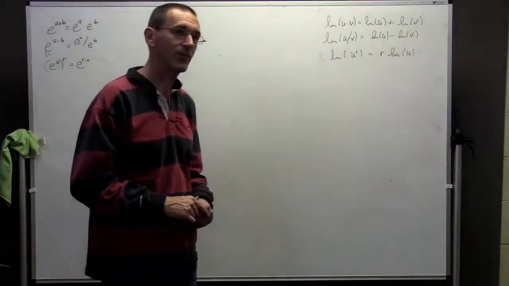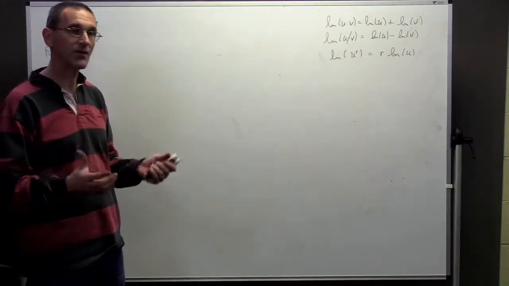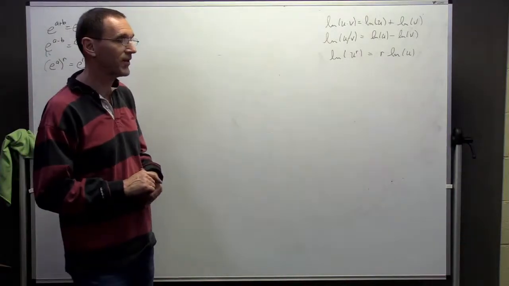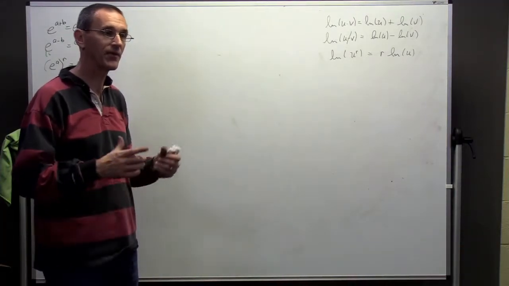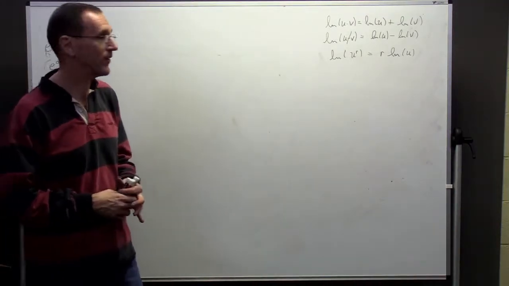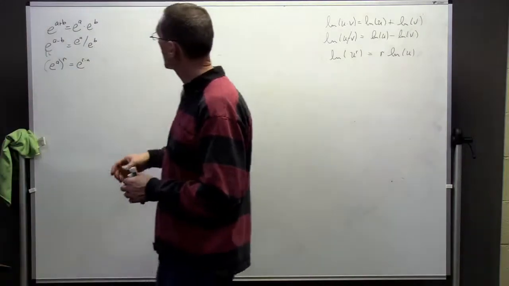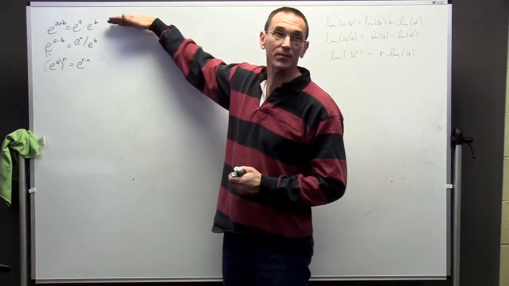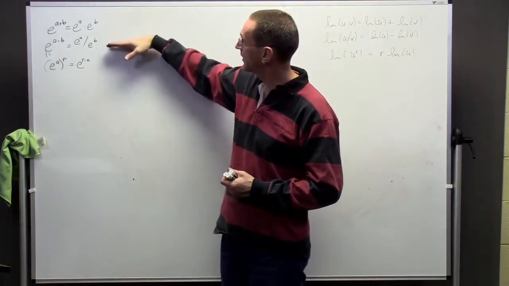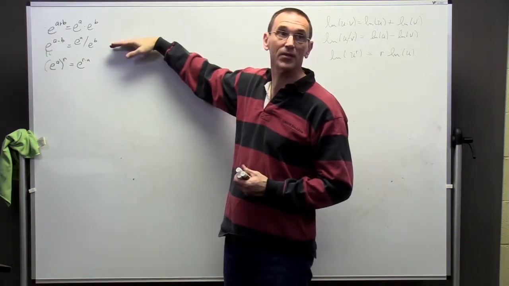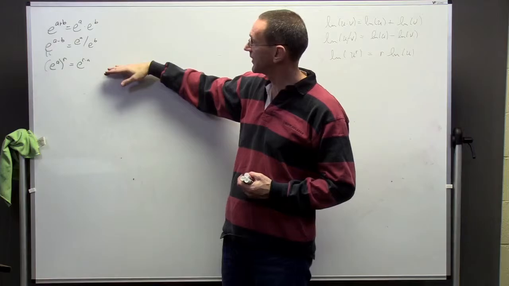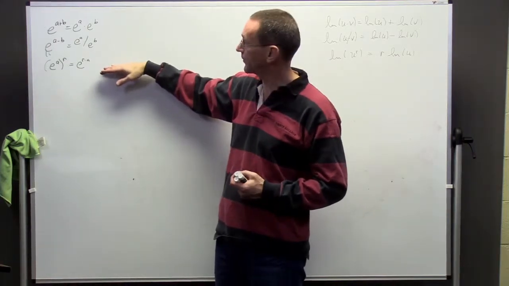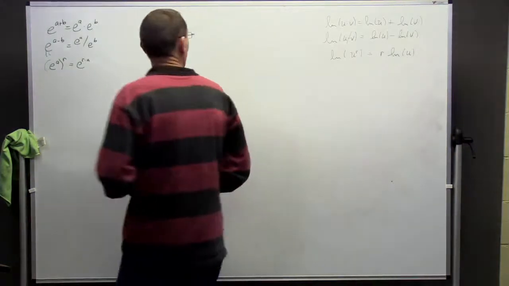Okay, so at this point, we've introduced the exponentials, we introduced the inverse of exponentials, which were the logarithms, and we've found a way to derive certain properties of these functions. In particular, we have properties of exponentials. E to the a plus b is equal to e to the a times e to the b. E to the a minus b is equal to e to the a divided by e to the b. E to the a all raised to the r is equal to e to the r times a.